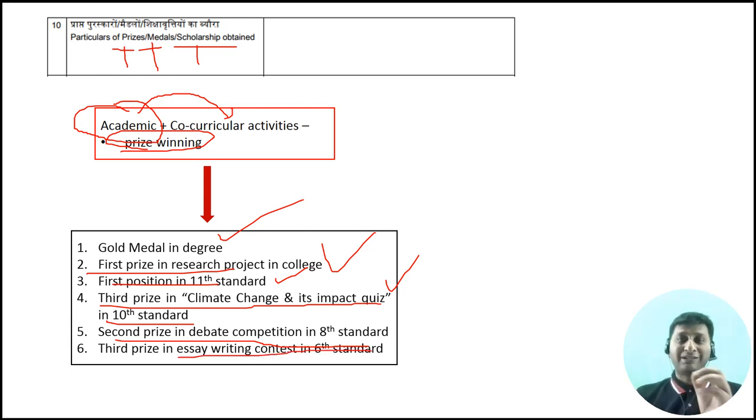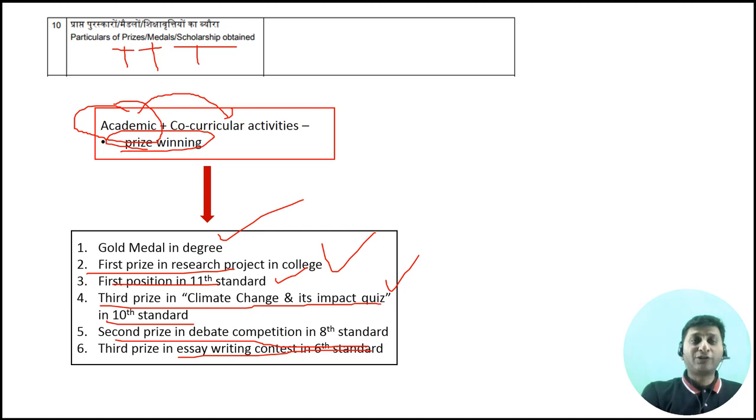So here either academic or something intellectual related to academics, but avoid things like dancing, singing, etc., because there is a separate column for that. So please write it very carefully, because many people when they fill this column are mostly not writing about the prizes, medals or scholarships. They are just mentioning the participation. Here you have to be very particular about the prize, medal or scholarship you have won.